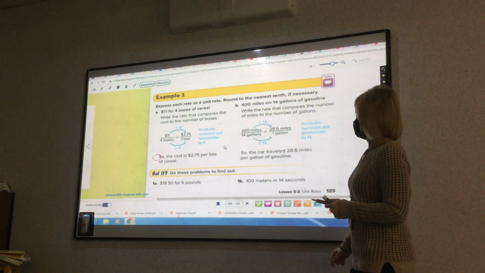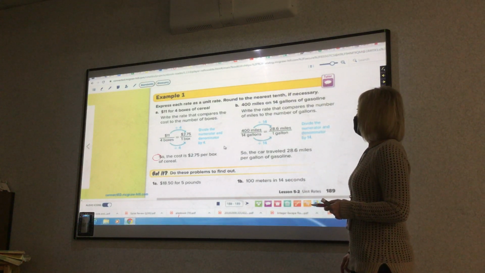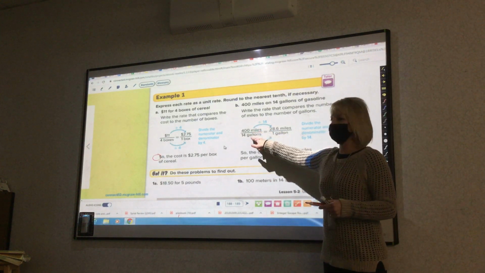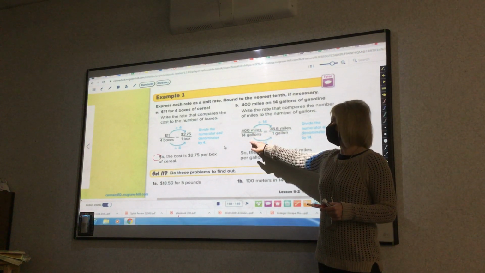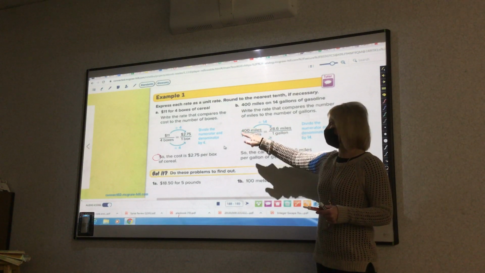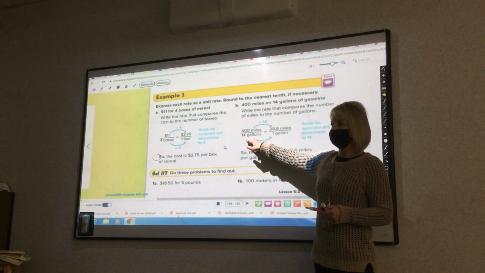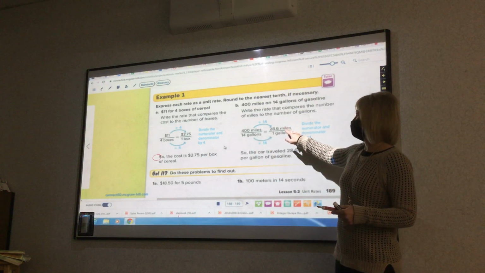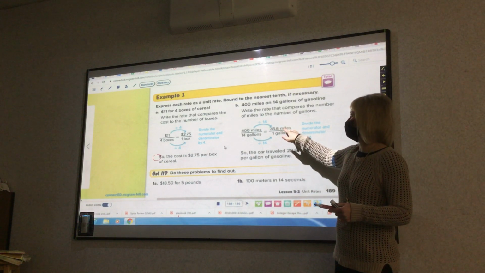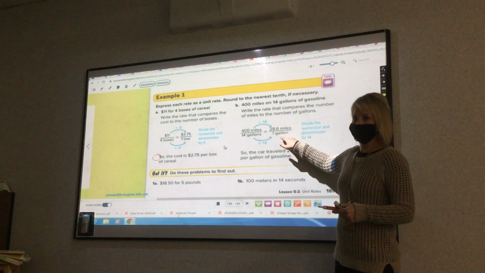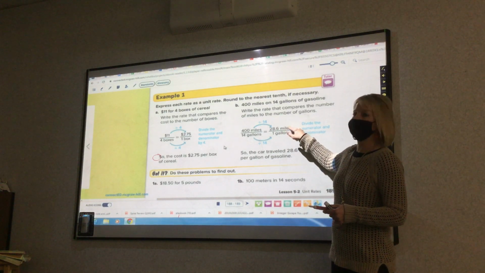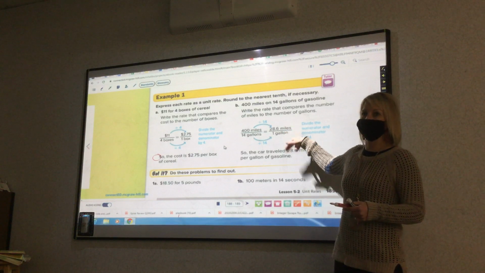400 miles on 14 gallons of gasoline. Write the rate that compares the number of miles to the number of gallons. It's 400 miles per 14 gallons. So in my calculator, I'm going to take 400 divided by 14. Your answer is then going to be 28.6. Make sure you put it over 1. So it's miles per gallon. When it's a rate, you don't say it's divided by, you would say it's per gallon.